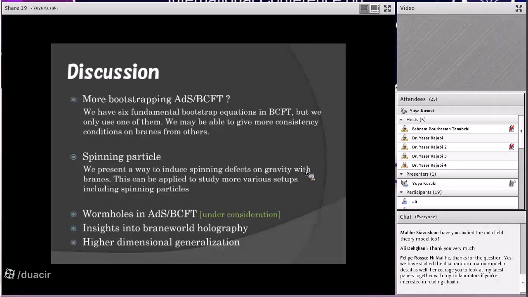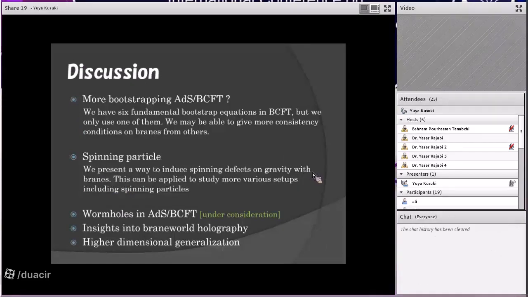Let me finally give the discussion, future directions of this result. In this talk, we only consider one bootstrap equation, the bootstrap equation for a two-point function on a disk. But there are 6 fundamental bootstrap equations in BCFT. So we may be able to give more consistency conditions on branes from the other 5 fundamental bootstrap equations in boundary conformal theory. And the second one is, here we present the way to induce spinning defects on gravity with branes. This construction can be applied to study more various setups, including spinning defects.